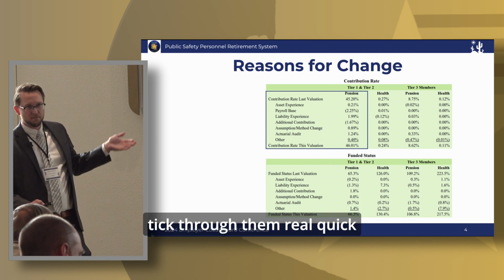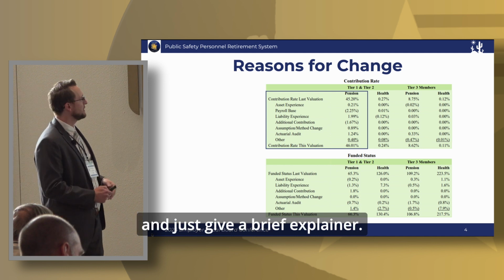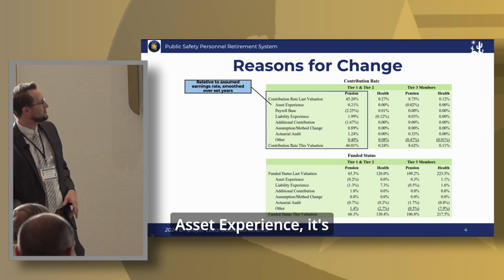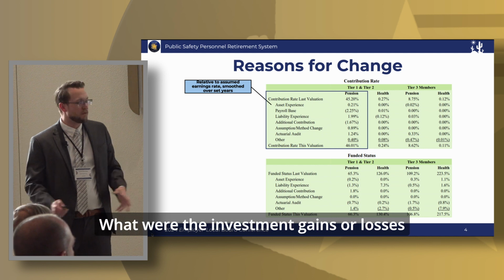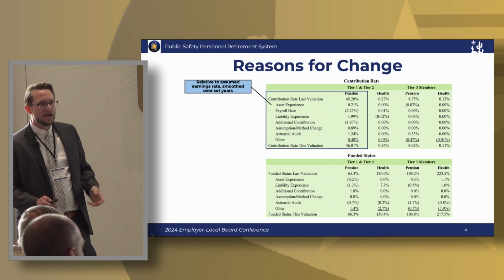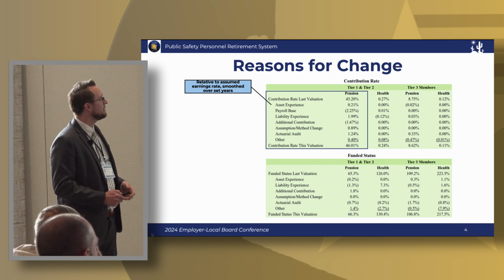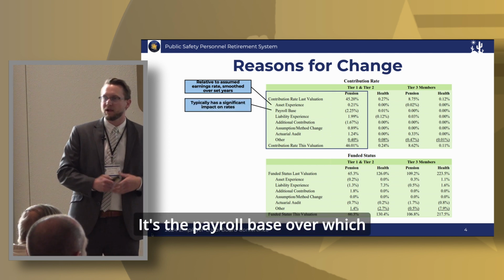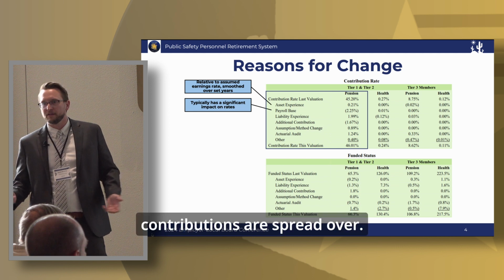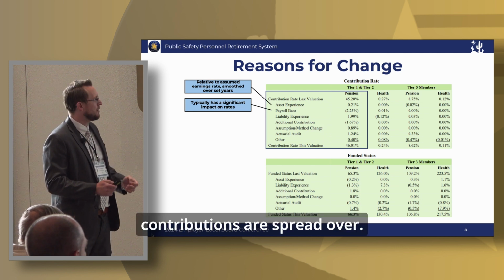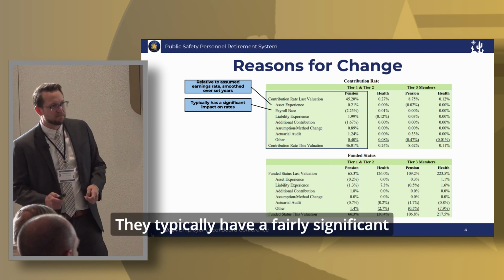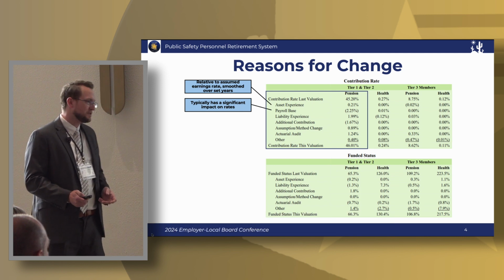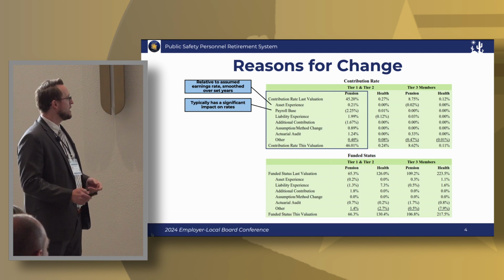So I'm just going to go through them real quick and give a brief explainer. Asset experience, which is relative to the assumed earnings rate: what were the investment gains or losses, and how are they impacting the contribution rate? Payroll base, that's pretty self-explanatory. It's the payroll base over which any calculated contributions are spread. That typically has a fairly significant impact on the rates, the change in rates given here.